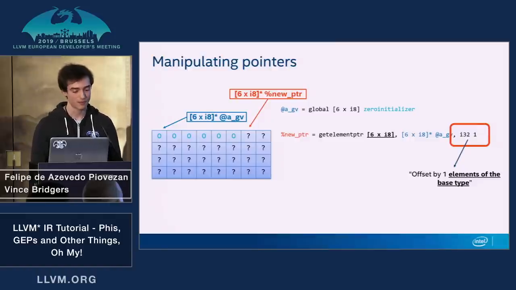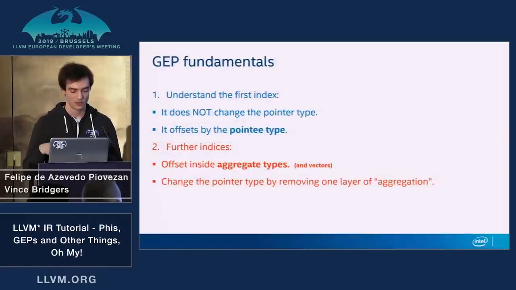Why? Because the first pointer is always offsetting by that base type we have in the instruction. So this first index is offsetting an entire array at a time. And I think most of us got confused by this when we were learning about LLVM IR. So how do we get a pointer to a specific element of the array?